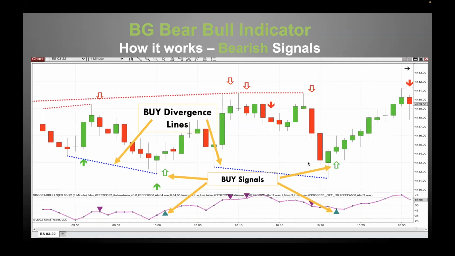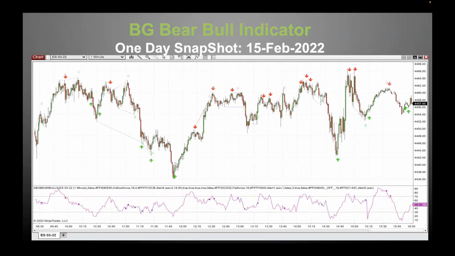All right, and here is a snapshot of what the bear bulls indicator looks like on a full day. So you get a full day, you have this order flow box, and all this is completely customizable. In this example, you'll see the hollow arrows and the solid arrows. Like I mentioned again, the solid arrows are the warning markers and the hollow arrows are the signals to go in. I like to turn off the warning markers.